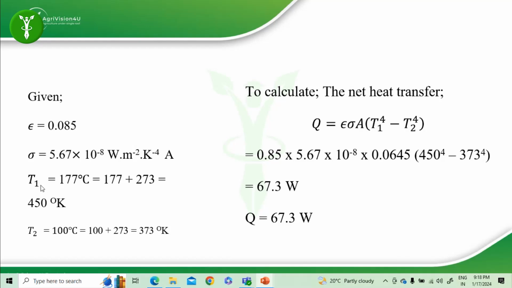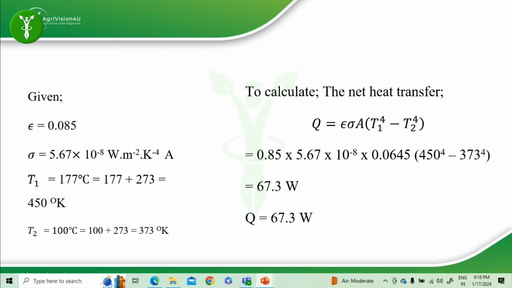We have the value of T1 as 177 degrees Celsius. So we are converting it into degrees Kelvin. How to convert it? Just add 273, and you get the value in degrees Kelvin. That is how T1 comes out to be 177 plus 273 is equal to 450 degrees Kelvin. Got it?